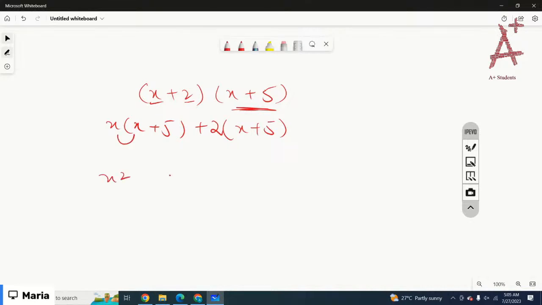X times x makes x square. X times 5 makes 5x. Same thing you have to do here. 2 times x makes 2x and 2 times 5 makes 10. So you have to collect the like terms. 2x plus 5x makes 7x. So it would be x square plus 7x plus 10, right? So the solution is x square plus 7x plus 10.